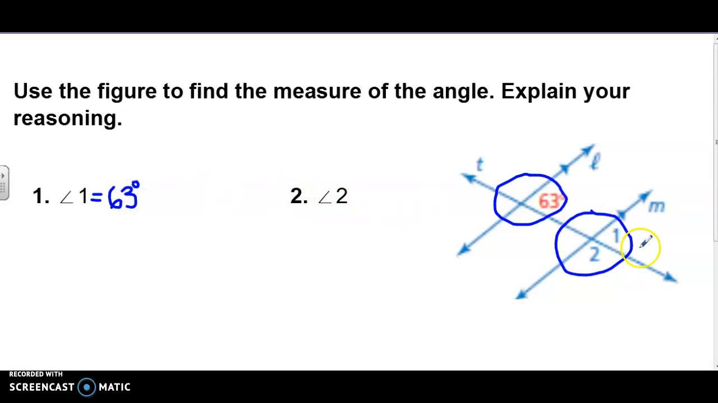Angle 2 is supplementary, meaning they add up to 180 with 1, right? So angle 1 and angle 2 are supplementary. So if 1 is 63 degrees, well, then I have to do 180 minus 63 to find out what angle 2 is. And so that would be 117 degrees.